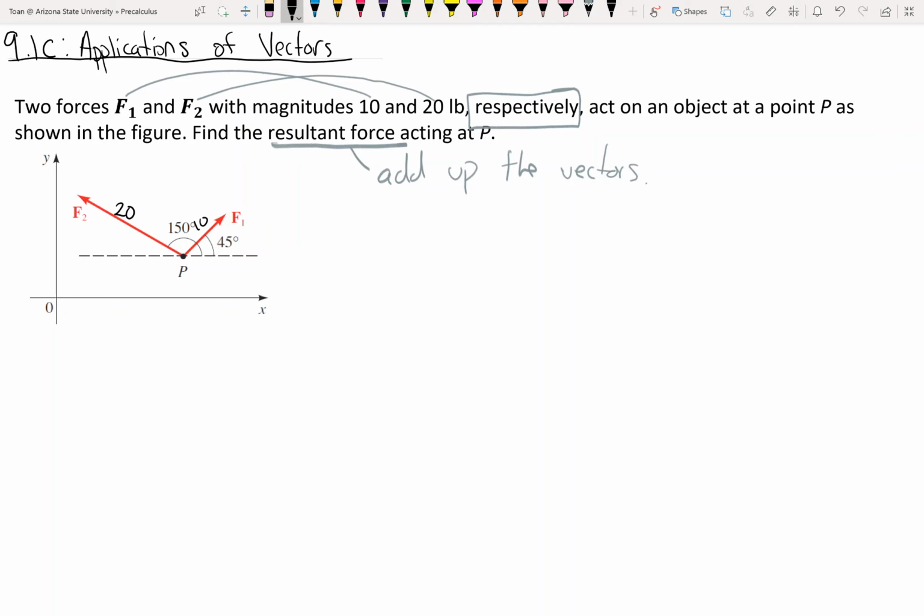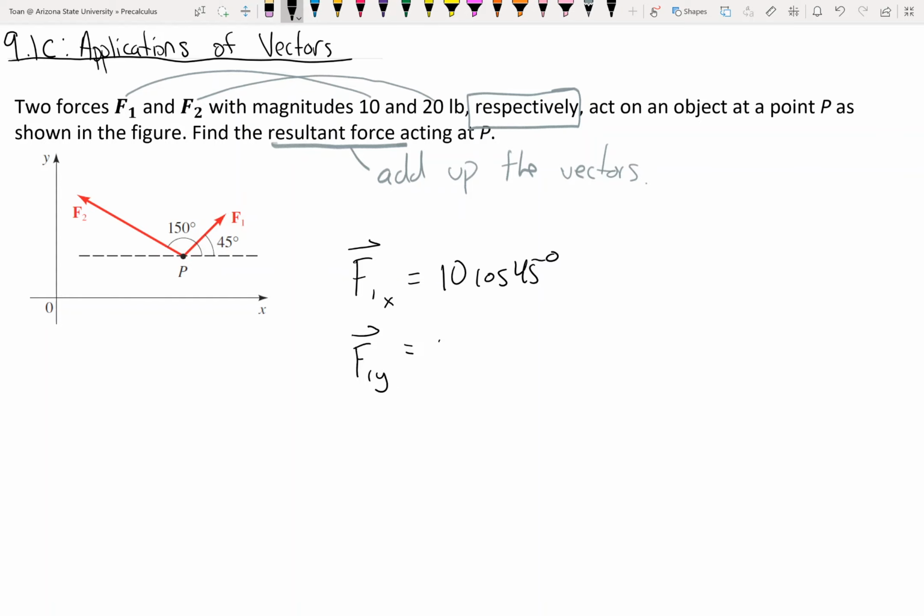Now, since it says find the resultant force, it means add up the vectors. As we said in 9.1b, adding vectors is easiest if things are in component form. So the very first thing I should do is rewrite everything in component form. So let's go ahead and do the components. F1x is the magnitude. So what's the magnitude of F1? They told us it was 10, cosine of the angle. So let's take a look at the picture. Oh, that's nice. They gave us the direction. They gave us the angle. So that's just 45 degrees.